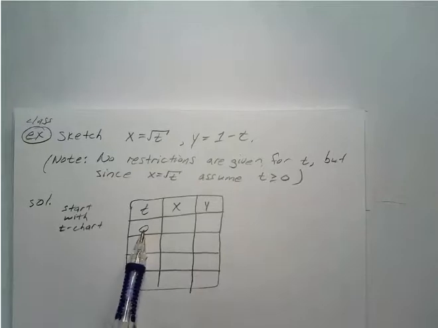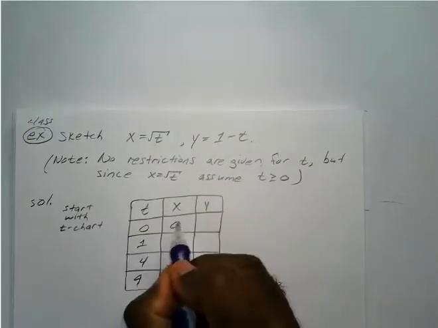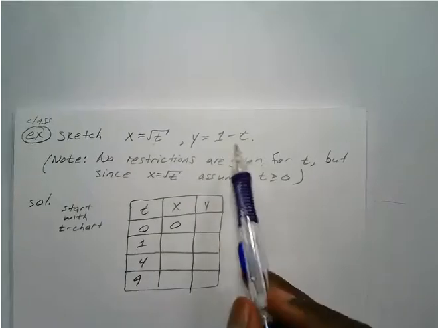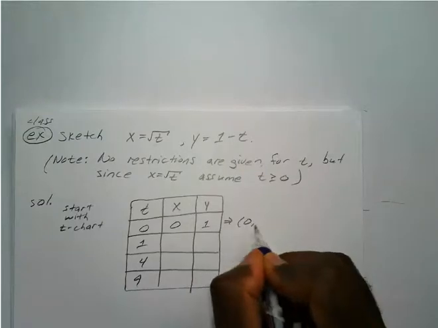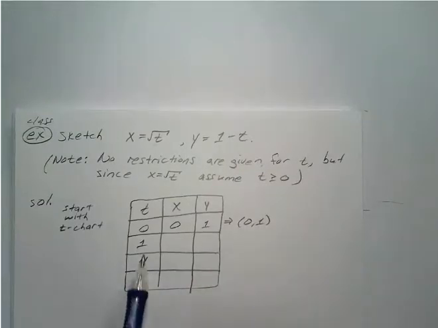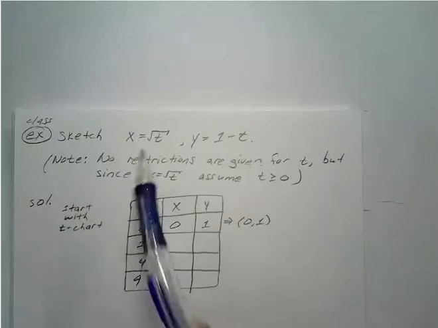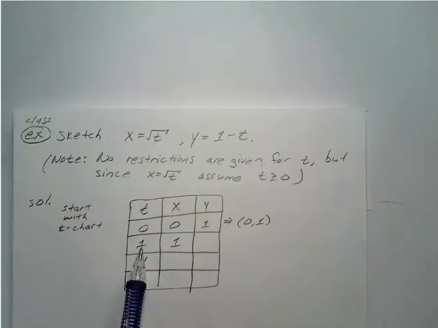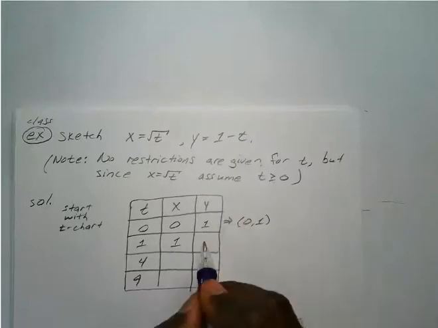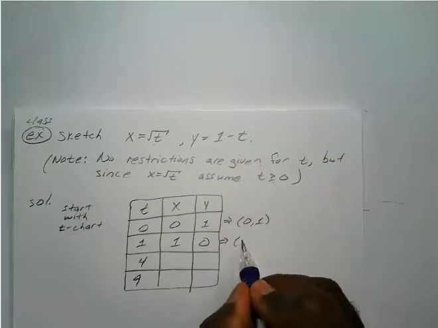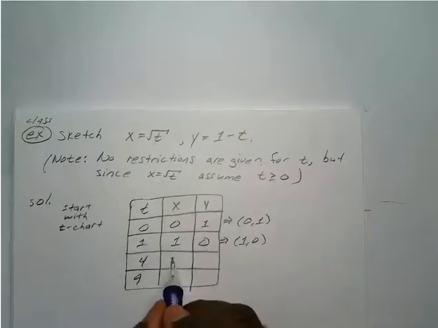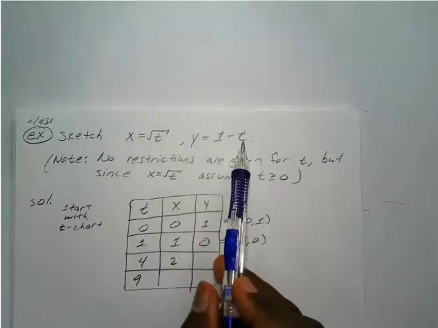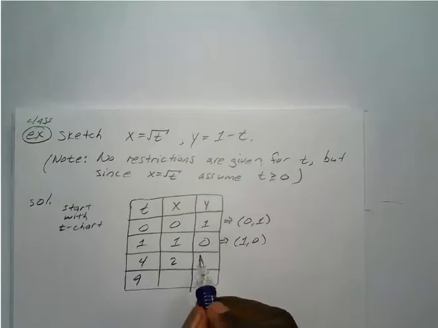Okay, so if we plug in t equals 0, square root of 0 is 0, so x is equal to 0. Plug in t equals 0, 1 minus 0 is 1. So that gives us the ordered pair of 0, 1. Same thing here, t equals 1, square root of 1 is 1. Here, t is equal to 1, 1 minus 1 is 0, which gives us the ordered pair of 1, 0. Okay, t equals 4, square root of 4 is 2. T equals 4 here, 1 minus 4 is negative 3.